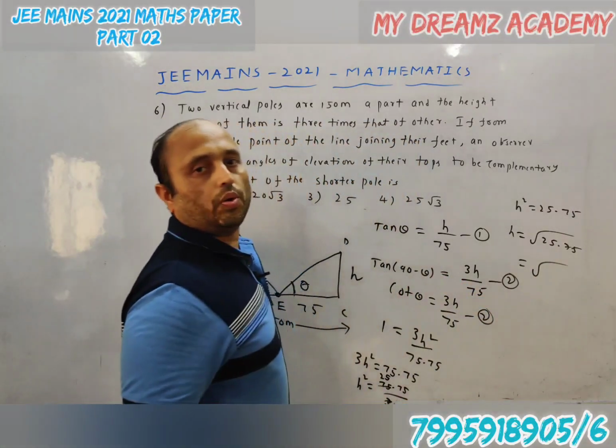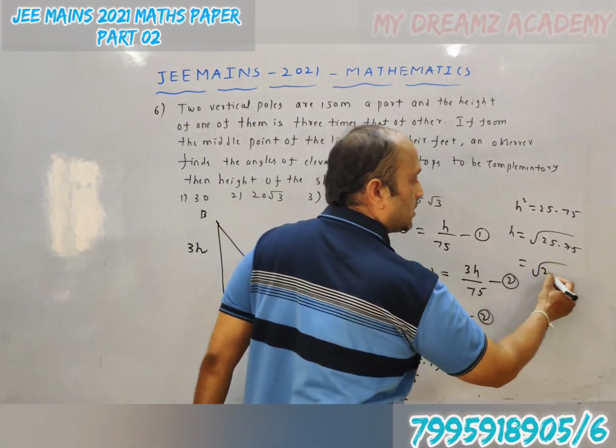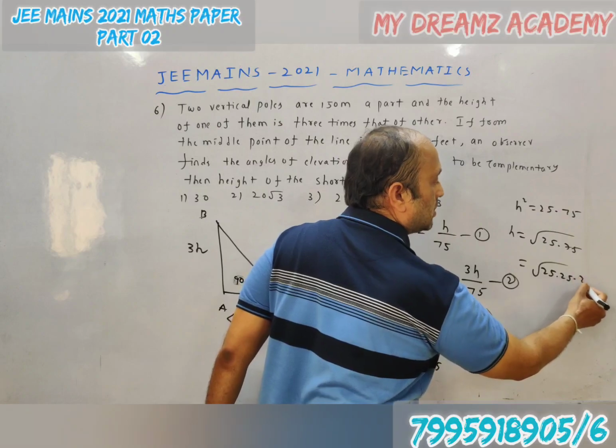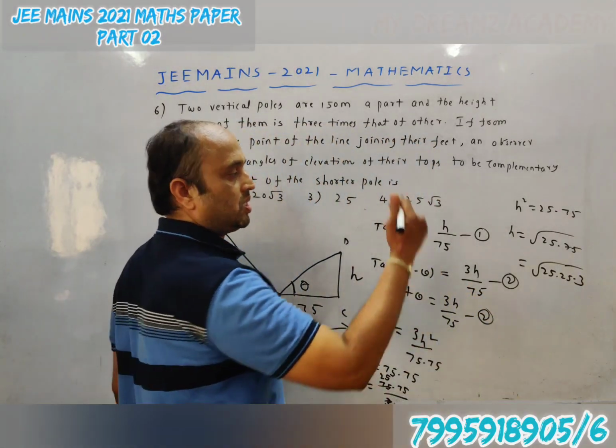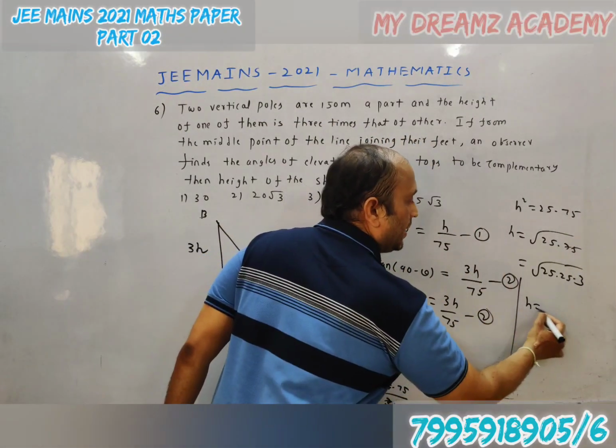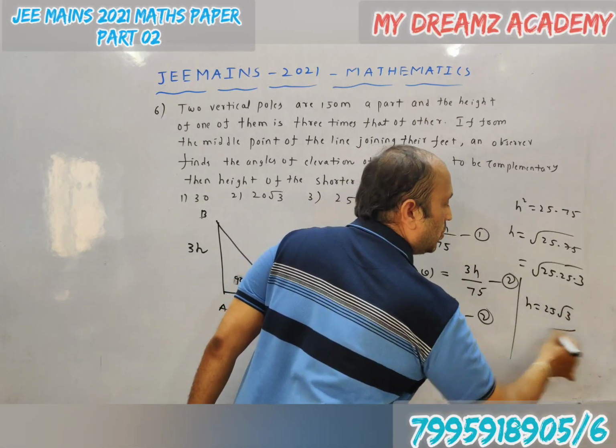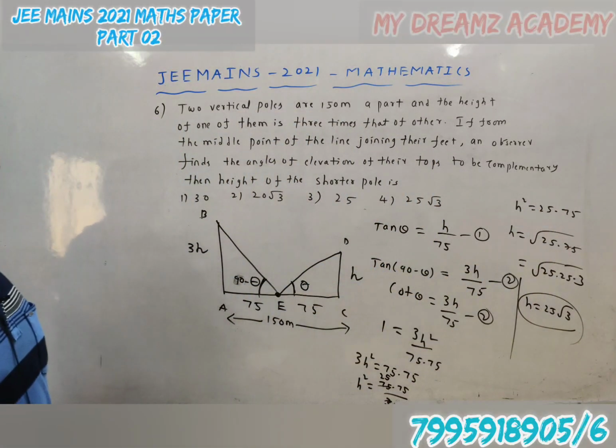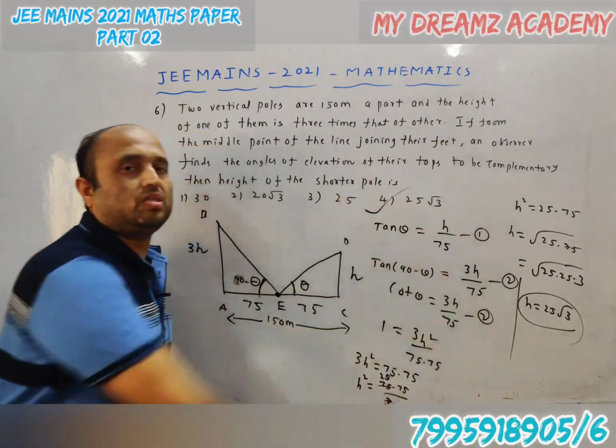That is equal to, okay, 25 into 75, and 75 is nothing but 25 into 3. Now just take the pairs outside, we will get h is equal to 25 root 3. H is equal to 25 root 3. The fourth option is true. This is our answer.